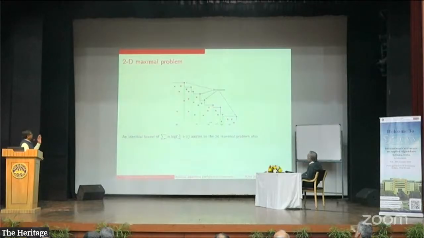I'm shifting to the maximal points problem because the convex hull is slightly technically harder to deal with. So I'll be able to explain the result more easily with respect to the maximal points. Here, the identical bound can be proved, and like convex hull, the same output-sensitive algorithm works in n log h time.